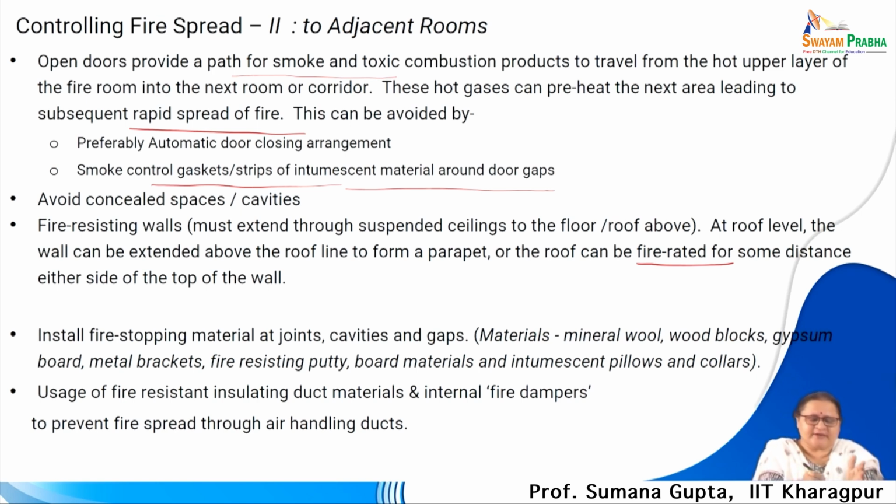Installing fire stopping materials at joints, cavities and gaps. Mineral wool, wood block, gypsum board, metal bracket, fire resistant putty, board materials, intumescent collars and pillows, and mastics are very popularly used to block joints, cavities and gaps. Insulating duct material for internal fire movement are called fire dampers, which, collectively with all other materials, can help in handling the fire spread through ducts.